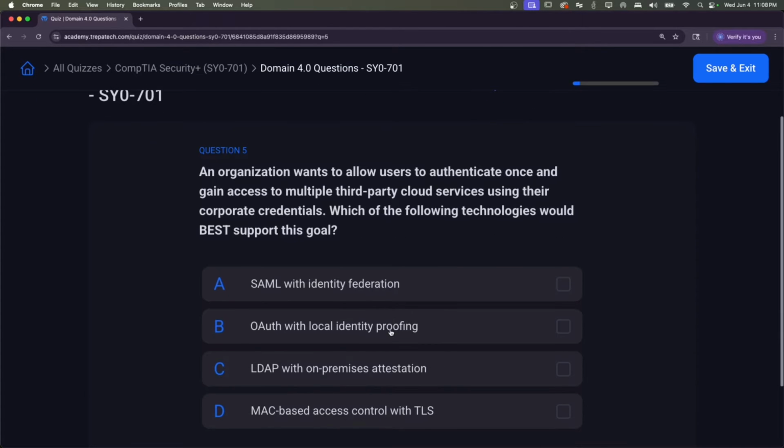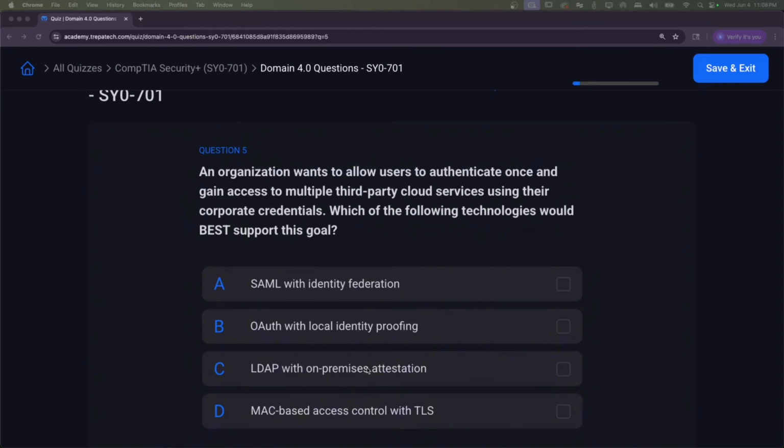Question 5. An organization wants to allow users to authenticate once and gain access to multiple third-party cloud services using their corporate credentials. Which of the following technologies would best support this goal? So we're doing some sort of federation, right? Delivering some sort of single sign-on experience. So let's see here. Authenticate once and access multiple third-party. So it's not going to be C or D.